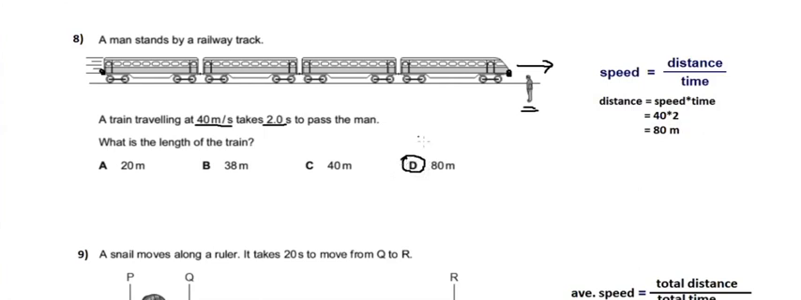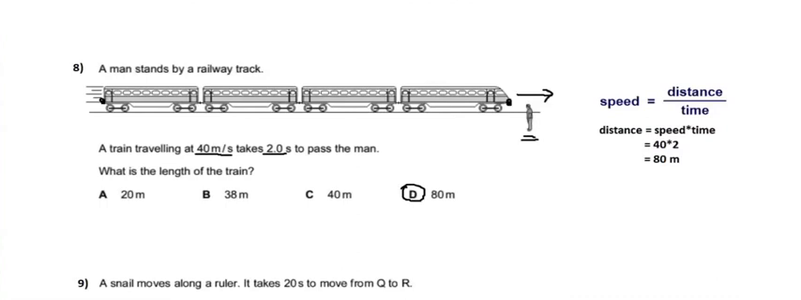Here the distance itself is the length of the train. This is nothing but the distance covered while passing these 2 points, which is the initial point of the train and the final point of the train.